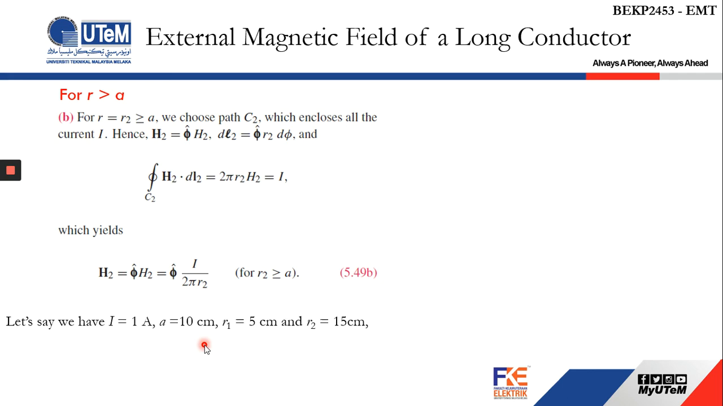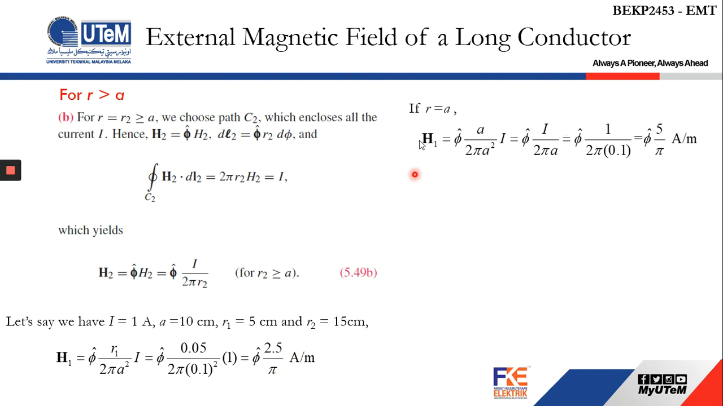So when we replace values, let's say we have a current I equals 1 amp, and these three conditions here: the radius A is 10 centimeter, R1 is 5 centimeter, and R2 is 15 centimeter. For the first case we replace with H1. R1 is 0.05, we convert into meters, A is 0.1, and we get 2.5 over pi. I purposely keep it in the form of pi, but you can divide with 3.142 if you choose to do so.